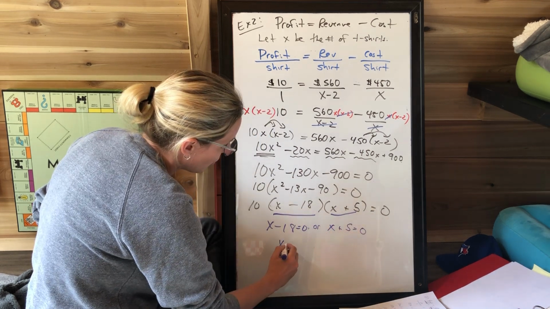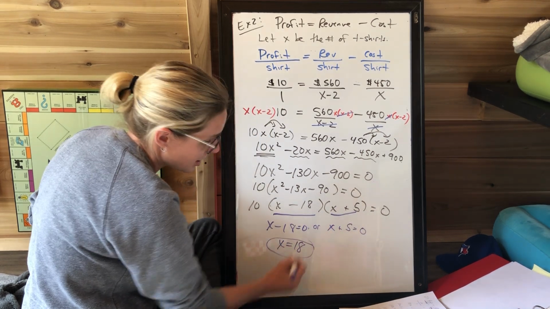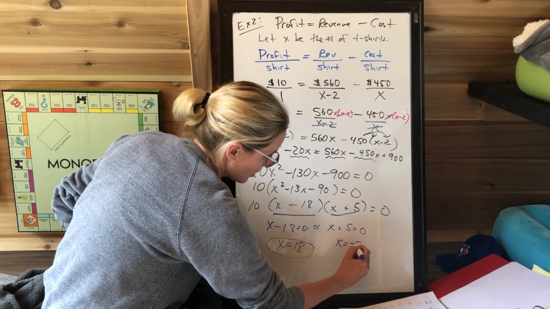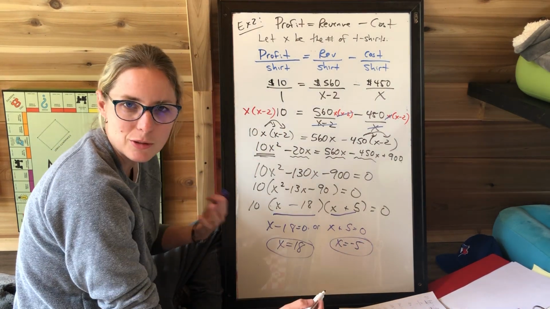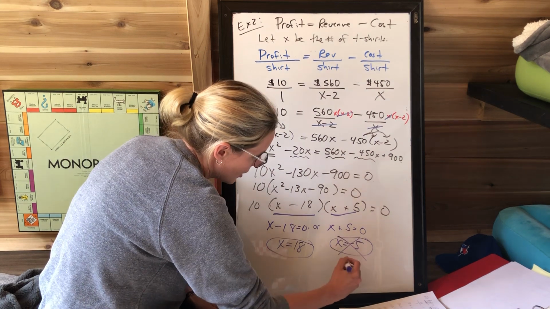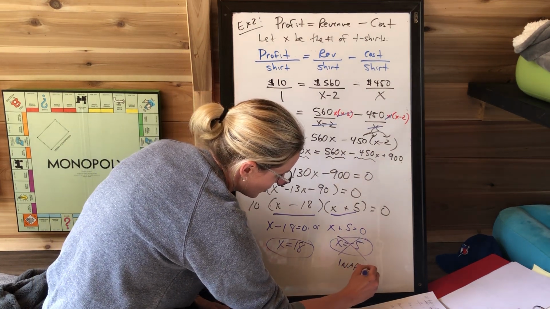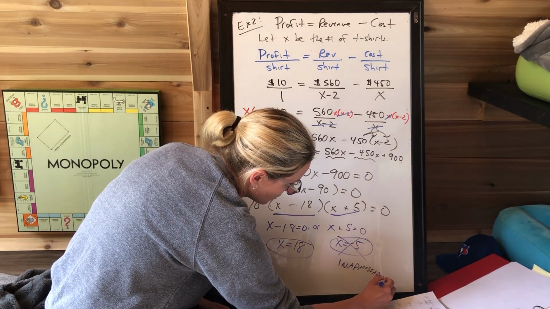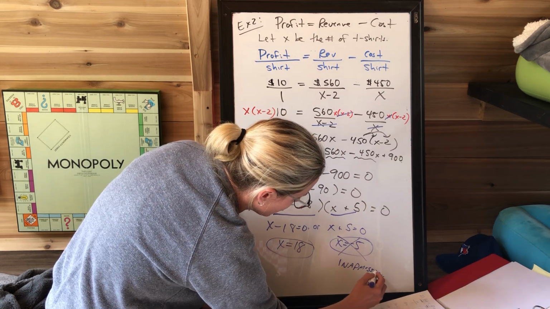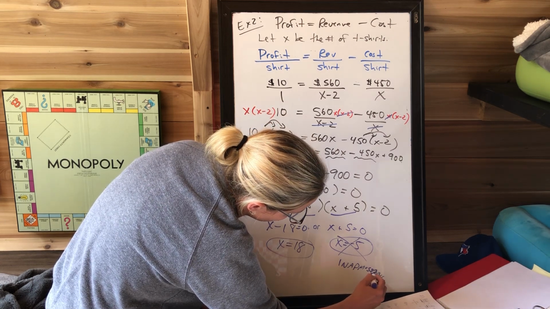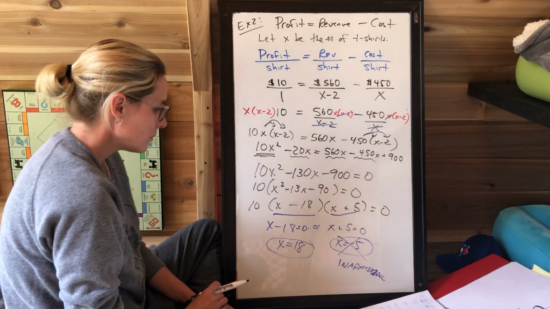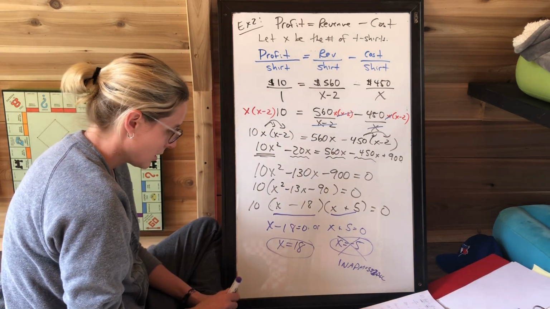And it's glaring which one is. The answer is either x equals 18 t-shirts or x equals negative 5 t-shirts. Did you buy a box with negative 5 t-shirts? No. Makes no sense. That's what we say, inadmissible. I think I spelled that wrong. Okay, so the answer is really 18 t-shirts.